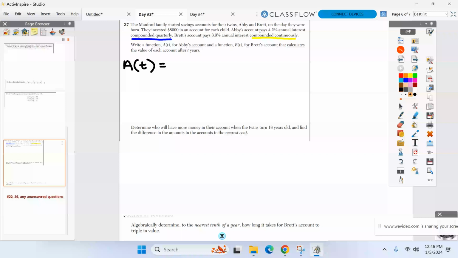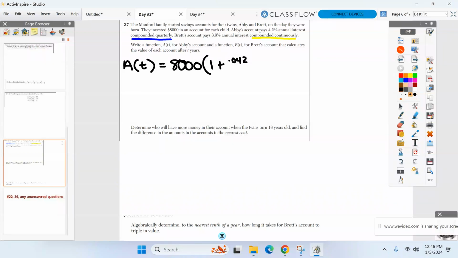8,000, what she invested. 8,000 times, it's always 1 plus our rate, which is 4.2. You guys know better at this point. We can't plug in 4.2. We need it as a decimal. So if you're unsure, divide it by 100.